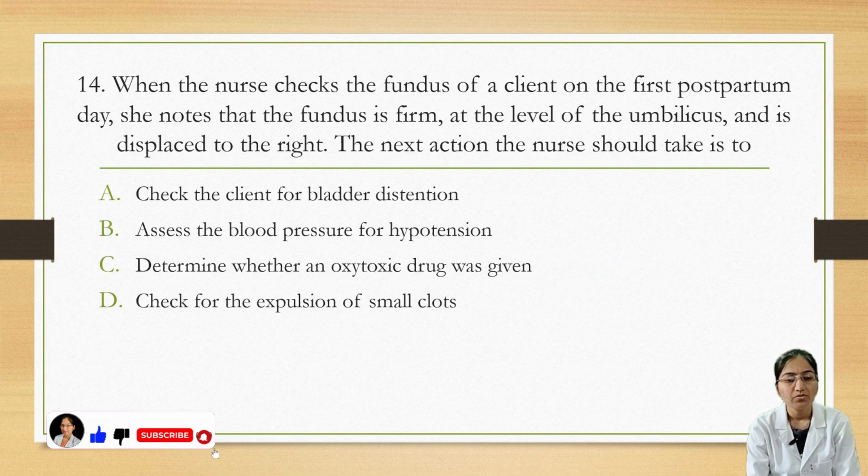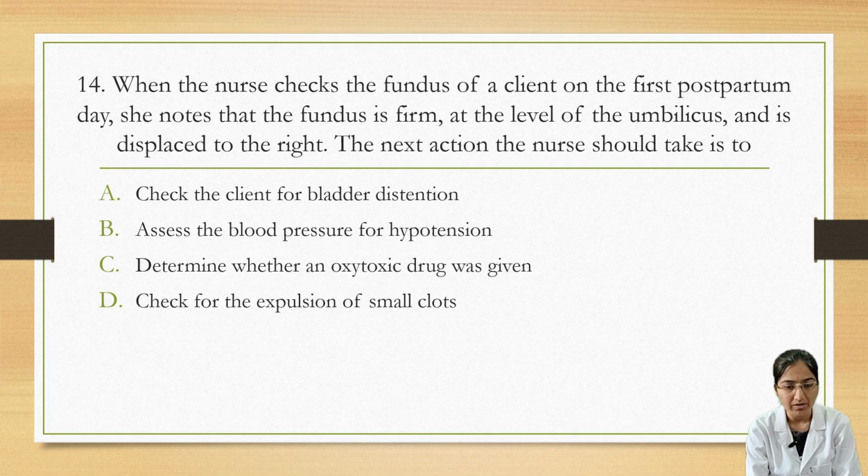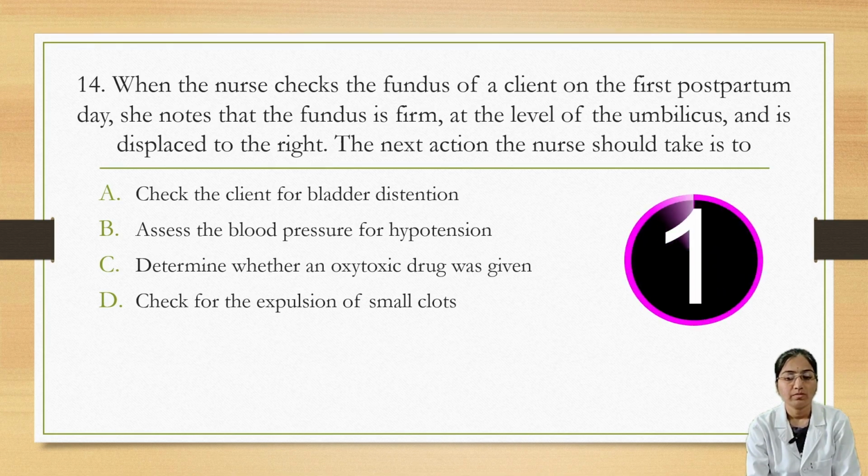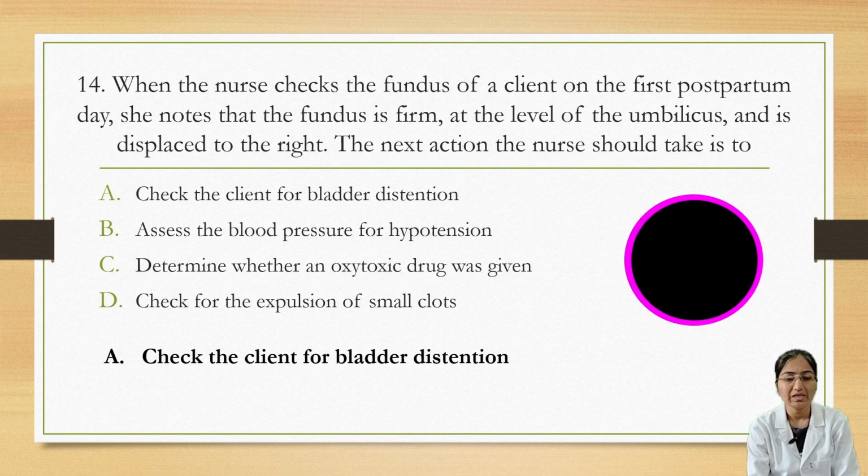Next question, when the nurse checks the fundus of a client on the first postpartum day, she notes that the fundus is firm at the level of the umbilicus and is displaced to the right. The next action the nurse should take is to. Options are here. Right option is A, that is check the client for bladder distension.